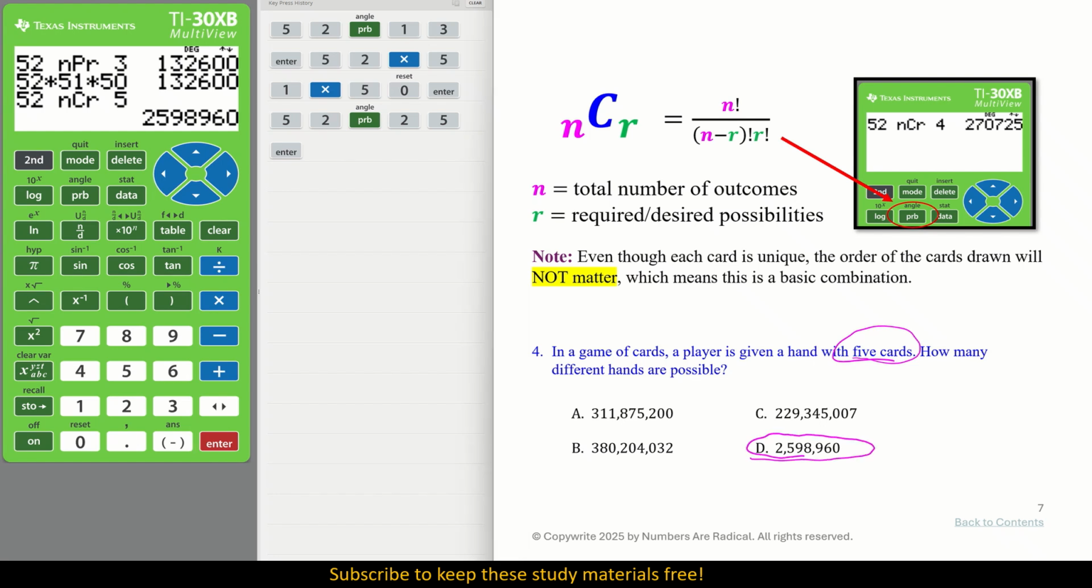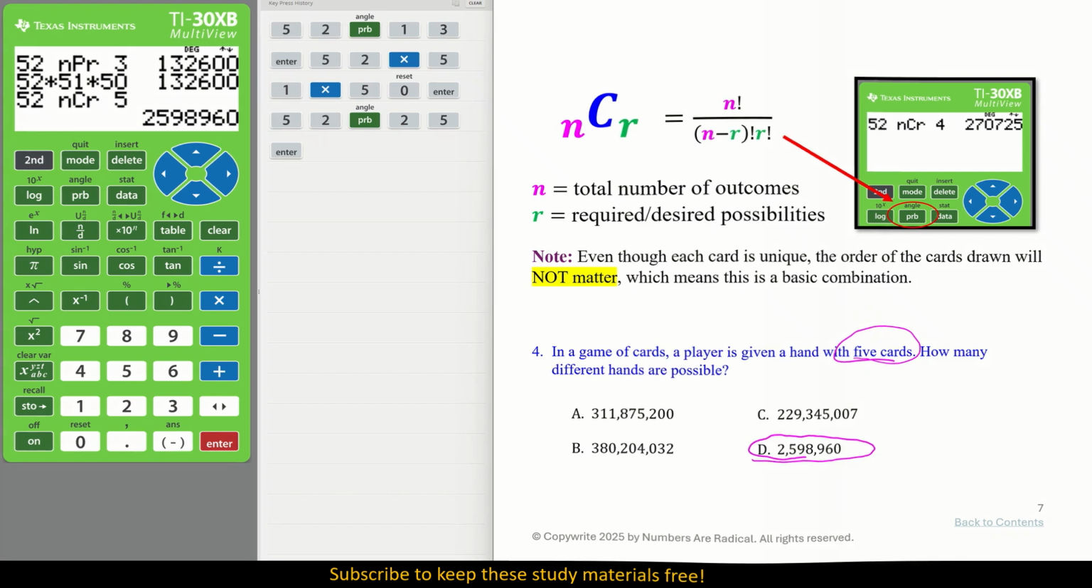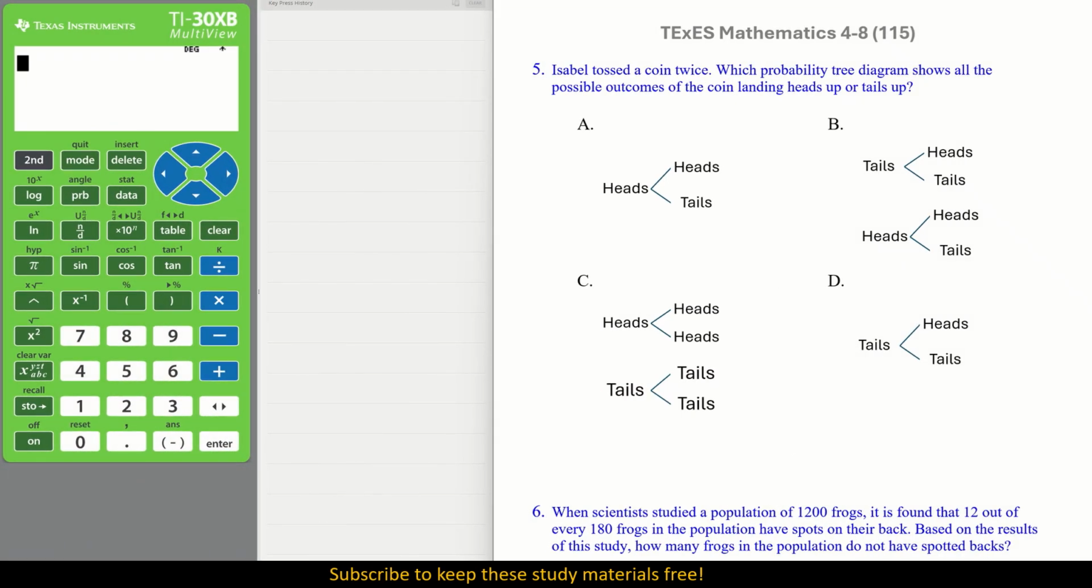Let's move on to number 5. Isabel tossed a coin twice. Which probability tree diagram shows all the possible outcomes of the coin landing heads up or tails up? For A and D, they don't make sense. Why do they not make sense? Our word problem told us exactly what to do, heads or tails. A gives me only heads, D only tails.